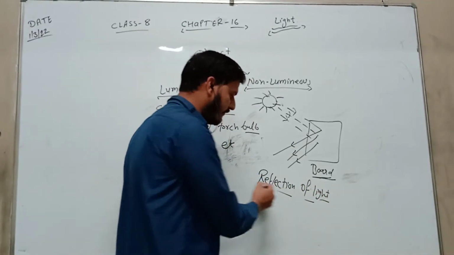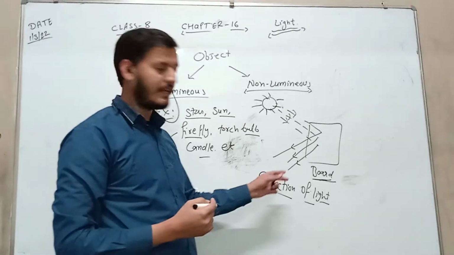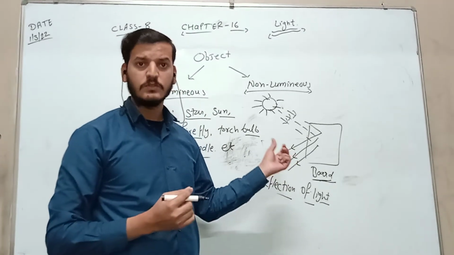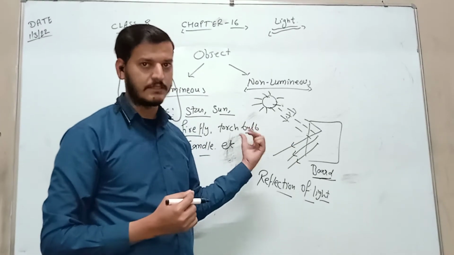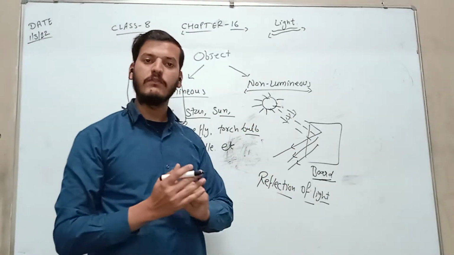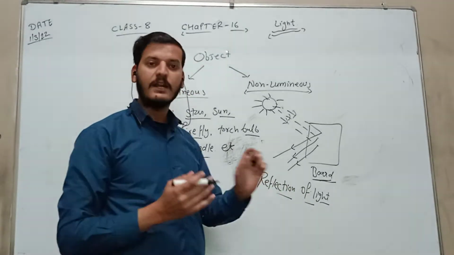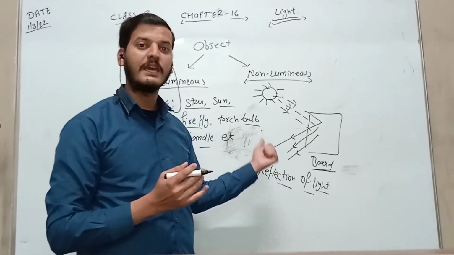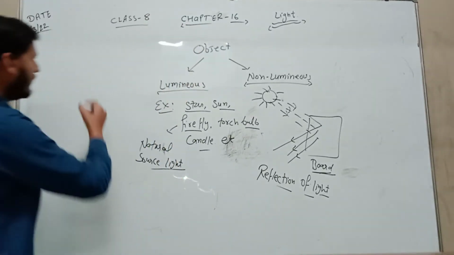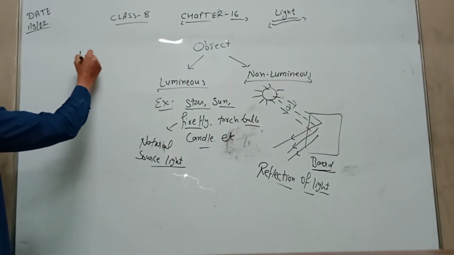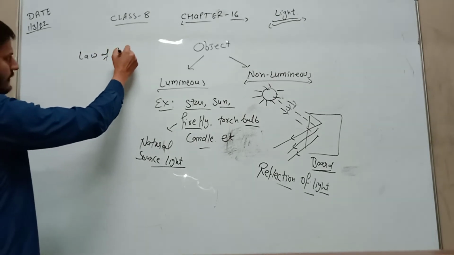In simple words, every non-luminous object reflects the light backward or in the same direction. This is known as reflection of light. In reflection, there are certain laws which are followed by every object. You have to remember there are two laws of reflection.